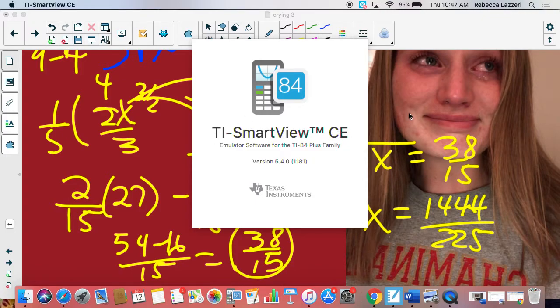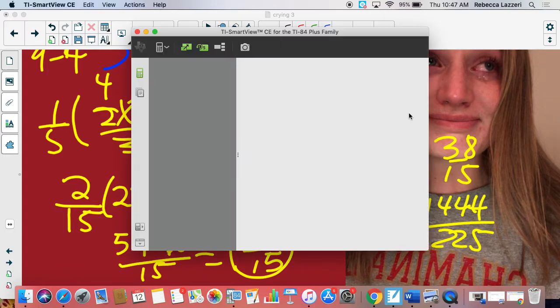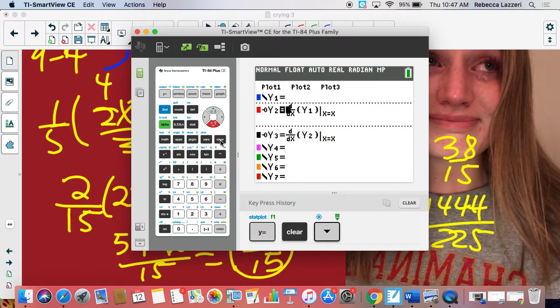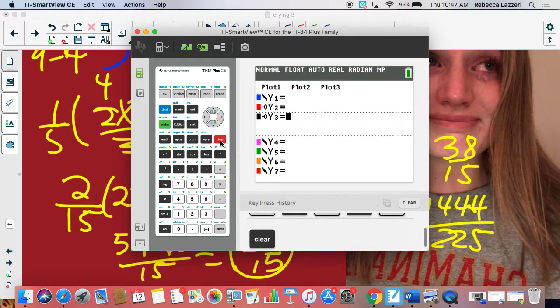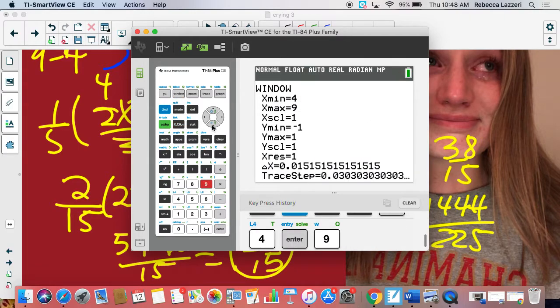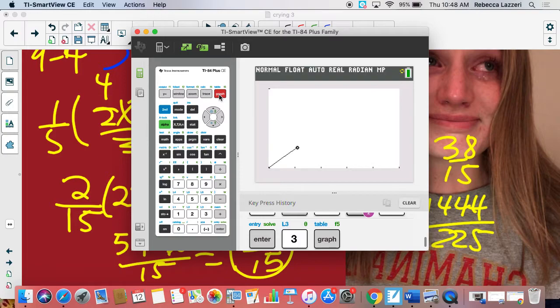And this calculator's always so slow. Okay, here we go. All right, so I have y equals, I should have probably just left those in there. All right, so I'm going to put in square root of x. And I'm going to make my window 4 to 9, which takes me from 2 to 3, doesn't it? Our average value was 38/15.